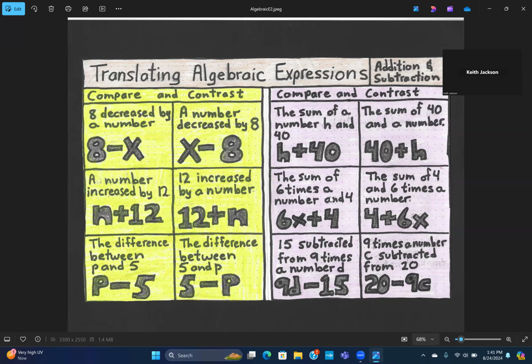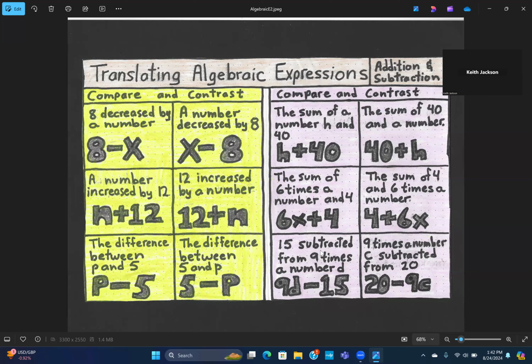Let's go on to our second row of examples right here, in which we have the sum of 6 times a number and 4. We're just going to get a little bit deeper here. So 6 times a number will be represented as 6 and a letter, or 6x, for example, and plus 4. So the sum of 6 times a number and 4 is 6x plus 4. And here it is on the other hand, the sum of 4 and 6 times a number. So we're going to put the 4 out front, 4 plus 6x.